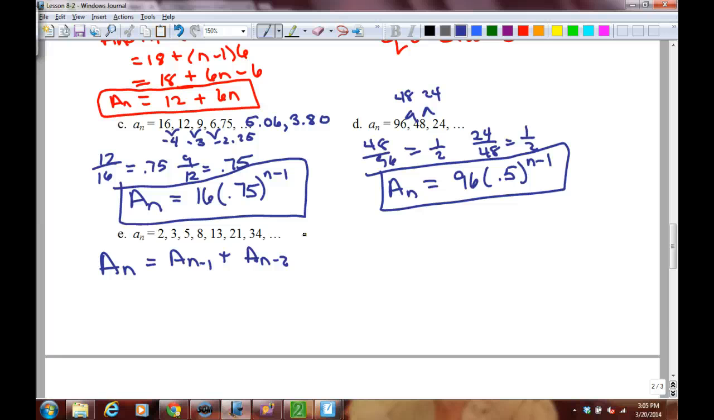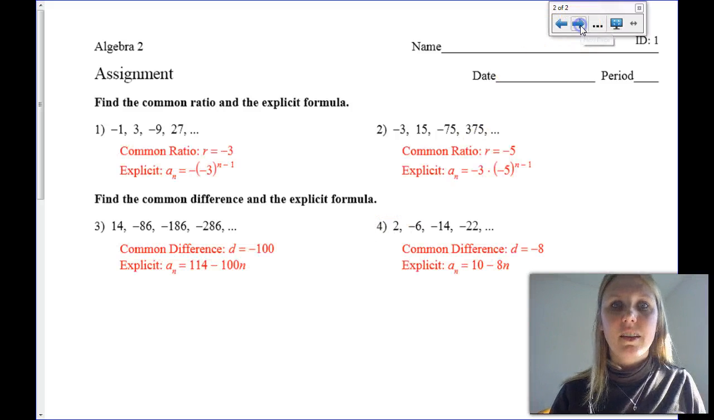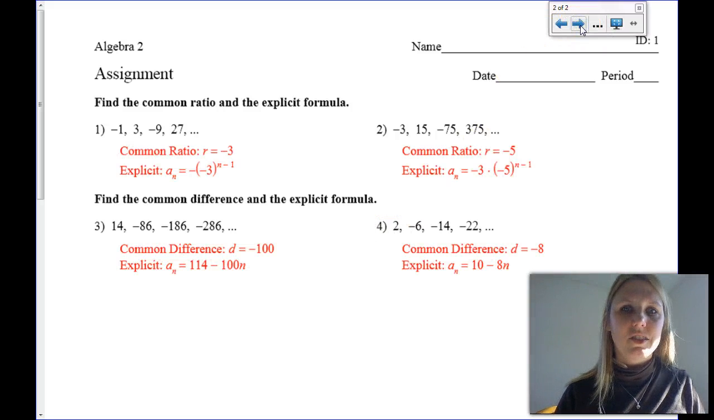Okay, I'm going to finish this tomorrow. Remember these? Take a moment right now to try to find the explicit formula. And then when you're done, turn back on the video and you'll see the answer. Here are the answers to these 4 problems.